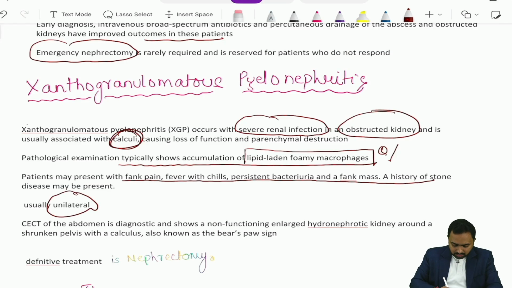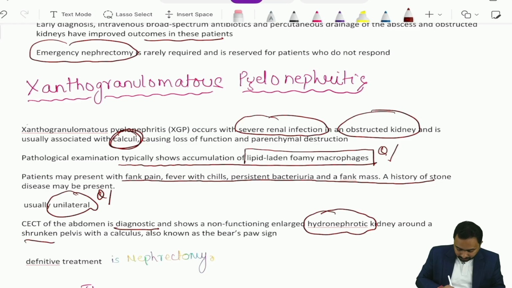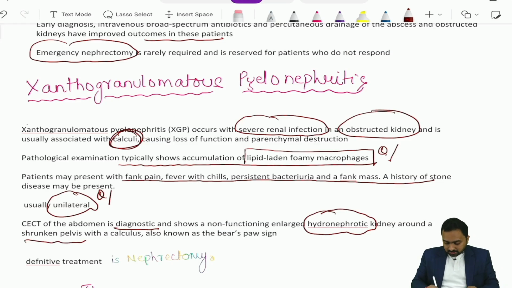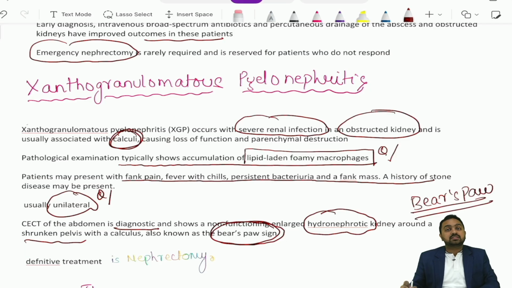It is usually unilateral, and CECT of the abdomen is diagnostic and shows a non-functioning, obstructive hydronephrotic kidney which is enlarged with a shrunken pelvis. This is also known as the bear's paw sign, which is seen on the CT scan. The definitive treatment is nephrectomy.